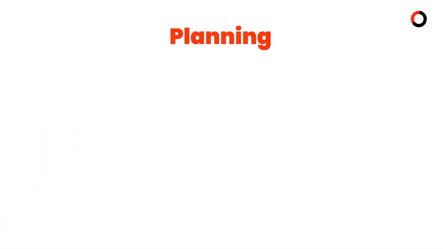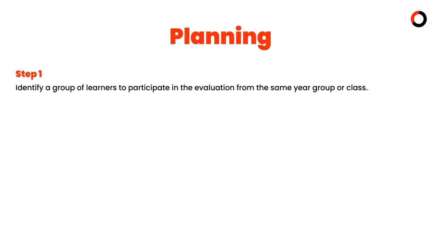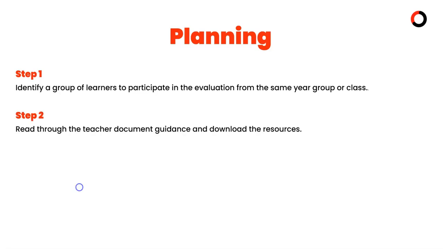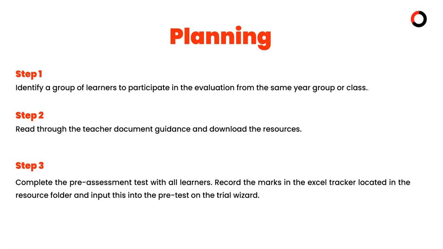So let's look at this from a step-by-step planning approach. Step 1. Identify a group of learners to participate in the evaluation from the same year group or class. Step 2. Read through the teacher documentation guidance and download the resources. Step 3. Complete the pre-assessment test with all learners. Record the marks in the Excel tracker located in the resource folder and input this into the pre-test on the trial wizard.